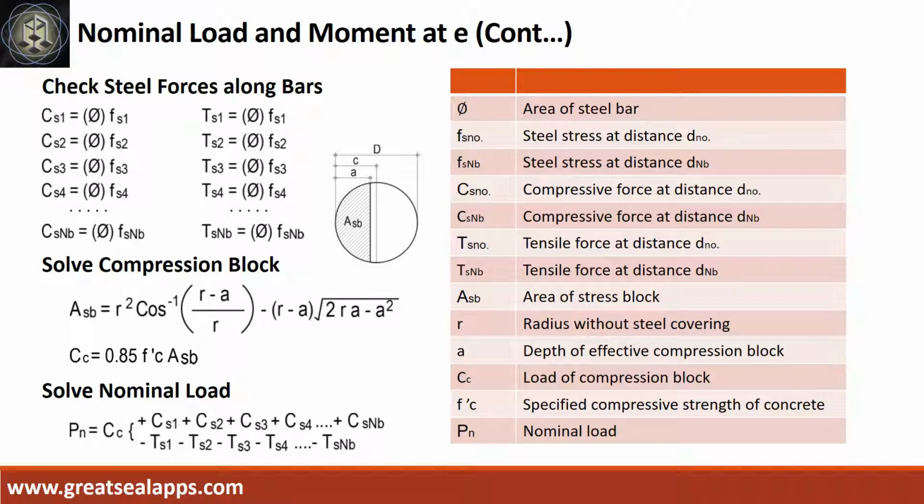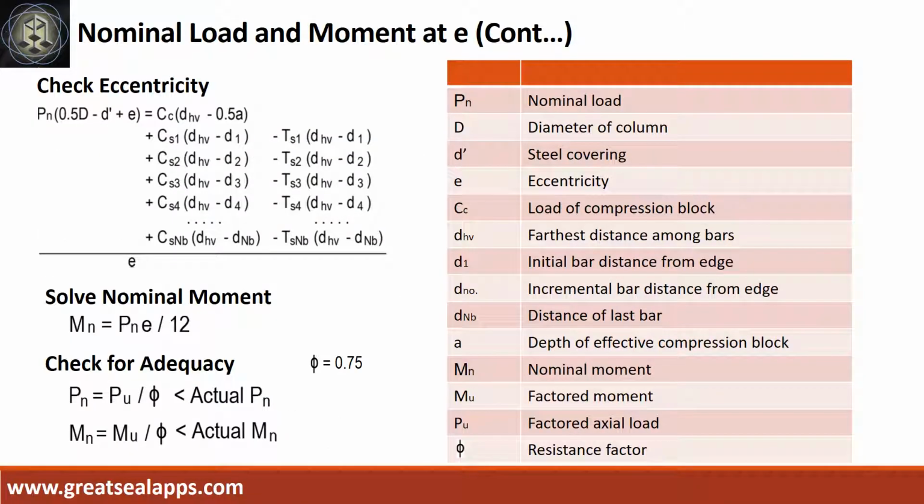Solve the force of the compression block to get the actual nominal load from all the forces. Perform final check for eccentricity, then solve the actual moment. To check for adequacy, the design axial load should be less than the actual axial load, and the design moment should be less than the actual moment.